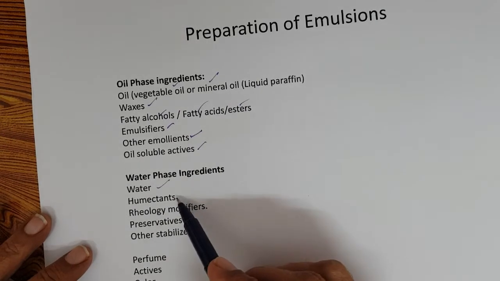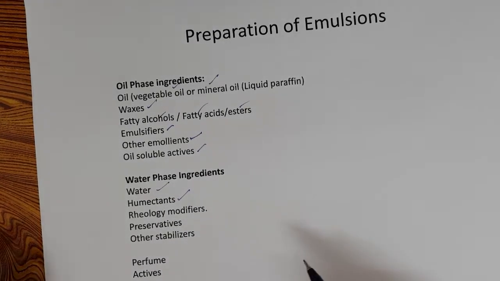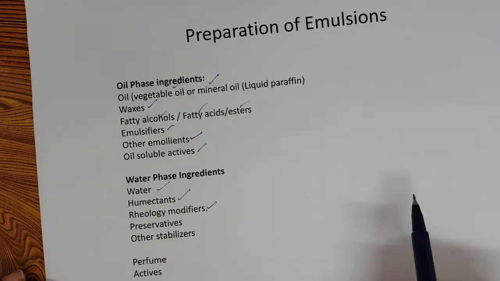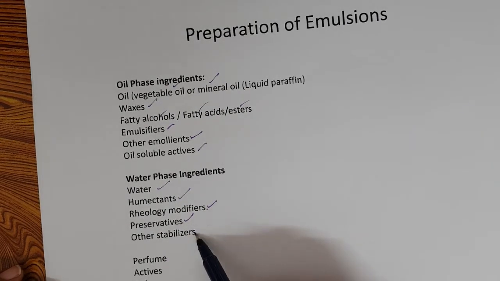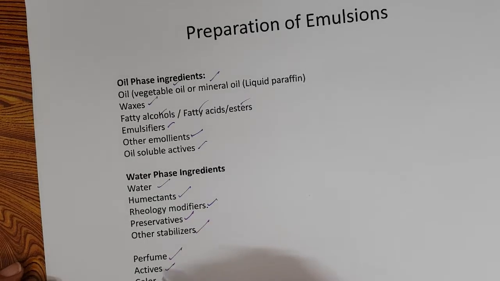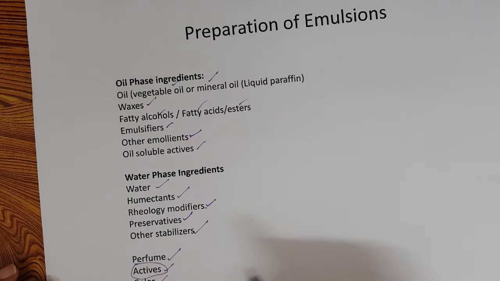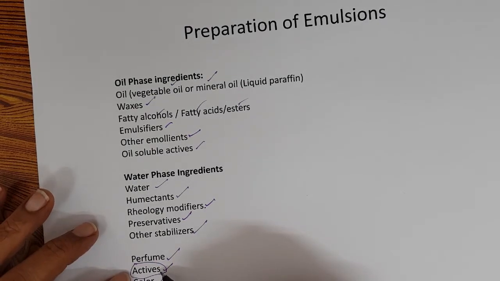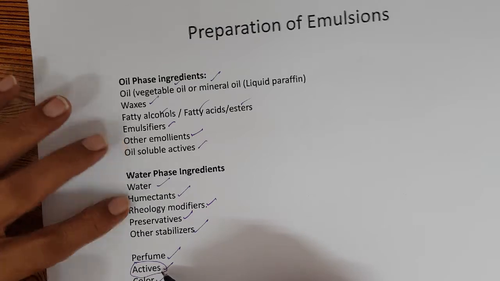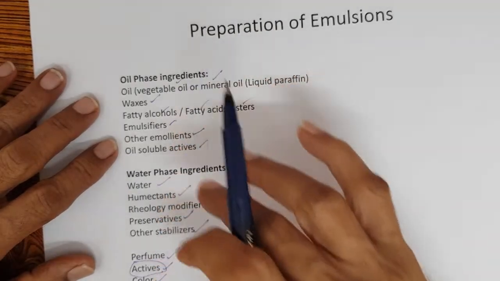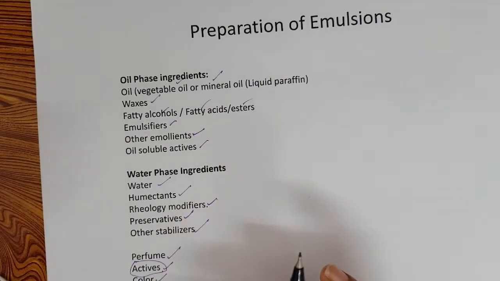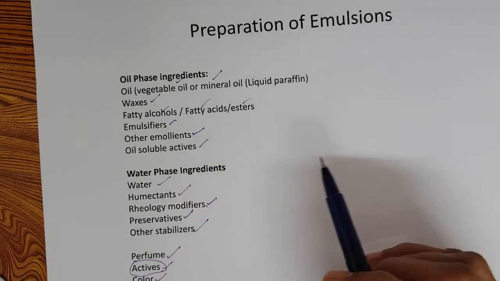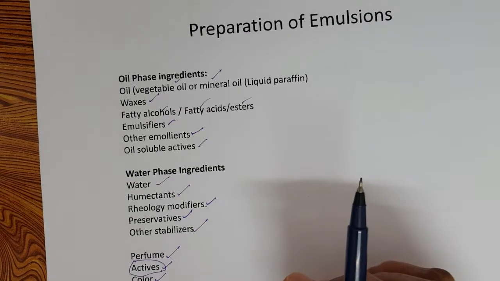Water phase: water, humectants, glycerin, propylene glycol, butylene glycol, rheology modifiers, preservatives, other stabilizers, perfume, actives, color. Actives come here again, right? So now, actives can be water soluble or oil soluble, but what happens if the actives are not stable at high temperature?